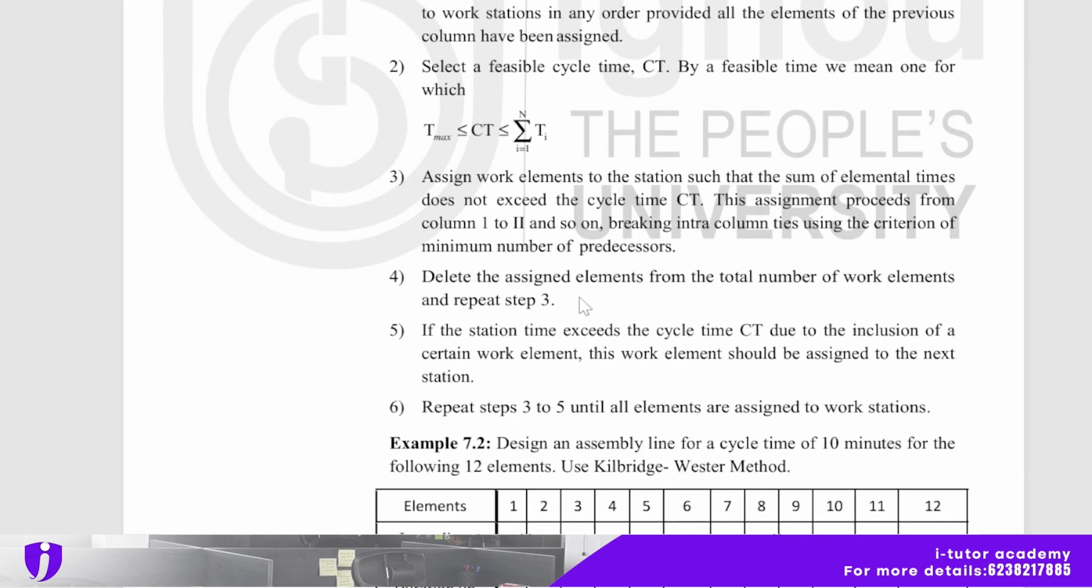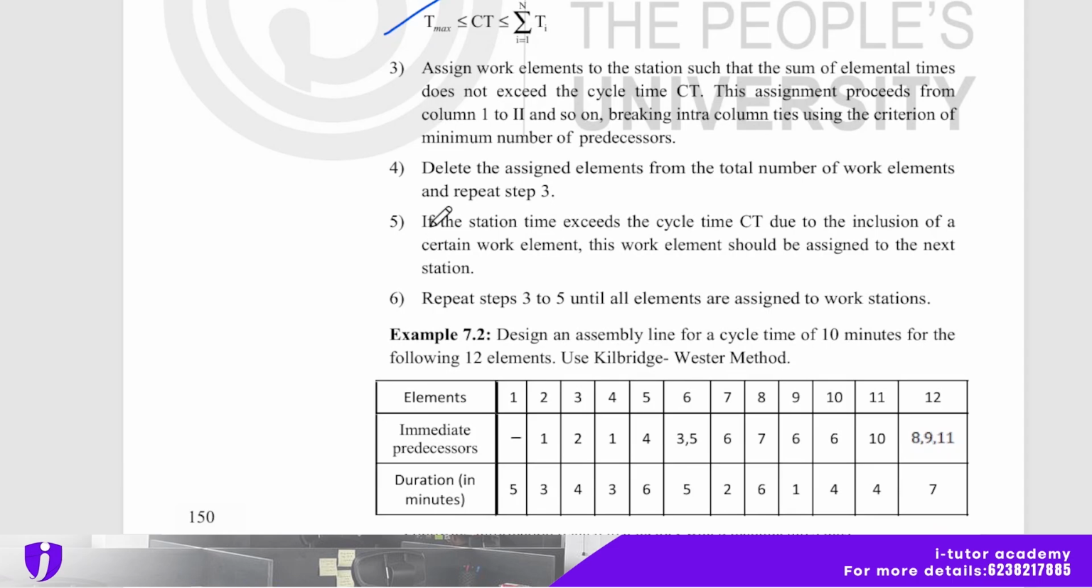Next is select a feasible cycle time CT. So this is the equation for that. And assign work elements to the station such that the sum of the elemental times does not exceed the cycle time, that is CT.